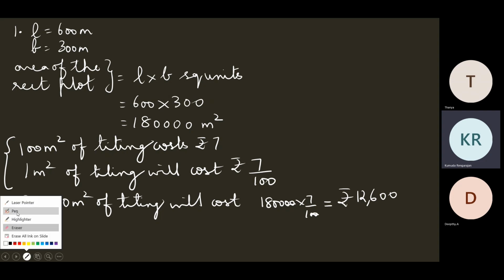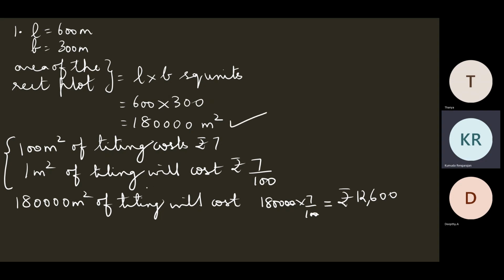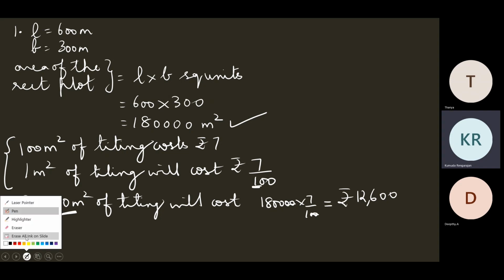So the rate is given for 100 meters square. 100 meters square costs 7 rupees. So we'll have to find for 1 meter square. 100 meters square, 7 rupees. 1 meter square will be 7 by 100. Now find for 1,80,000 meters square. So 1,80,000 meters square of tiling will cost this area into this rate. And then simplify to get your answer, which is 12.